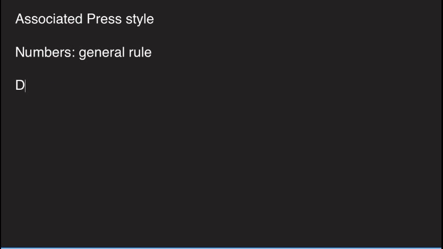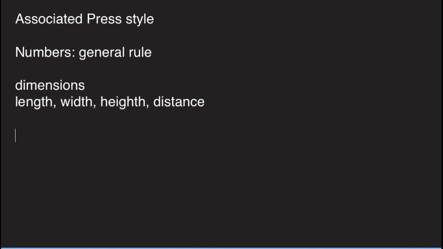Number 5, look up the entry for dimensions. If you were talking about just about any sort of dimension of length, width, height, anything like that, distance, you always use numerals. So 5 miles, 6 inches, etc., etc. Notice too that I'm spelling out the units. Okay, don't abbreviate the units in these.